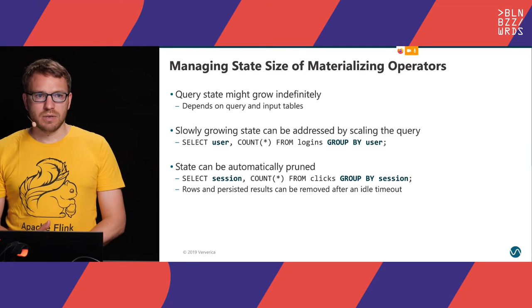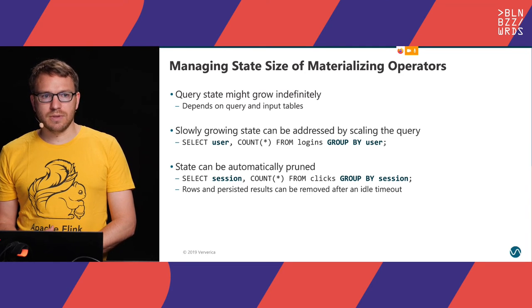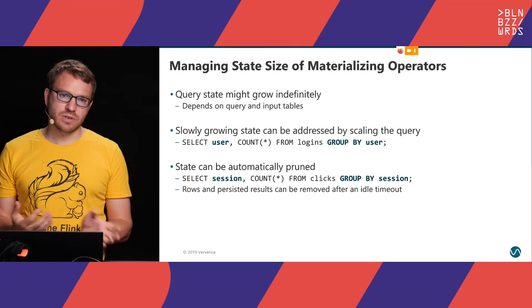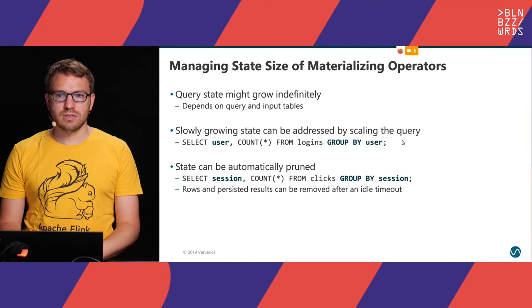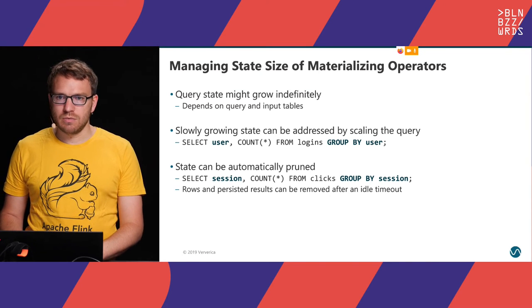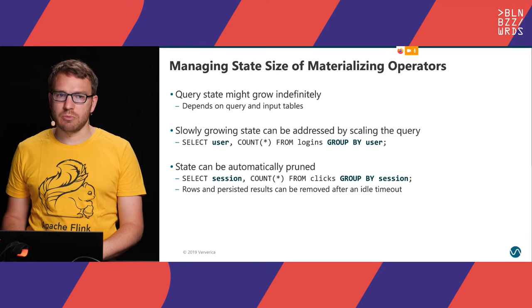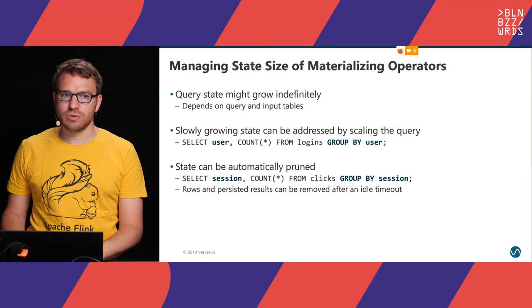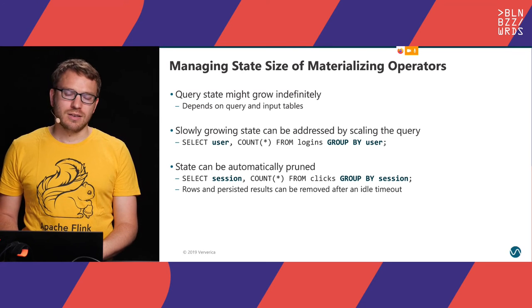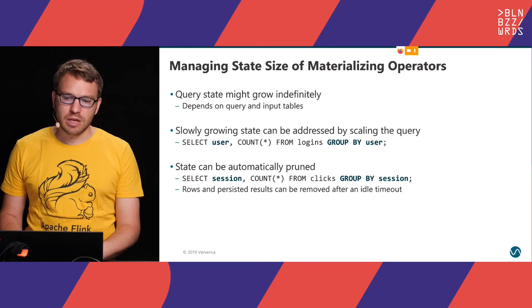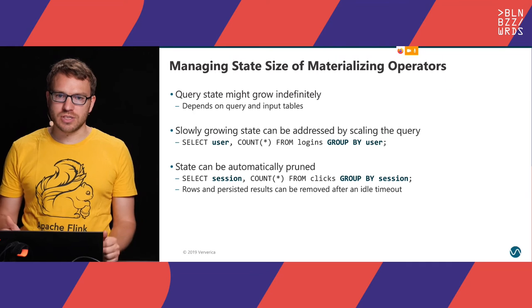But what can you do, how can you handle this possibly growing state? There are different solutions for how you can do that. If you have some data that is growing rather slowly, like the number of users that you have, then you can solve this problem possibly by just scaling up the query. So if you run the query on two nodes, you can just scale the query possibly to three or four nodes. If you have a growing number of users, then this is probably, first of all, a good sign. And you can afford to run the query just on a larger setup.